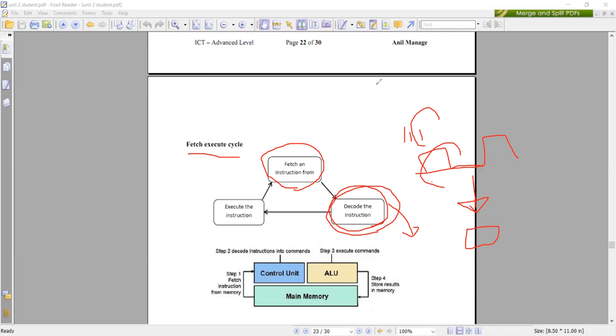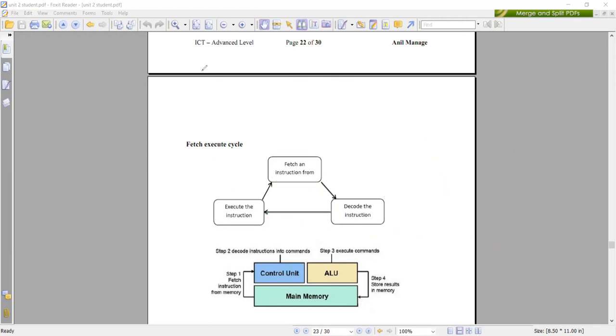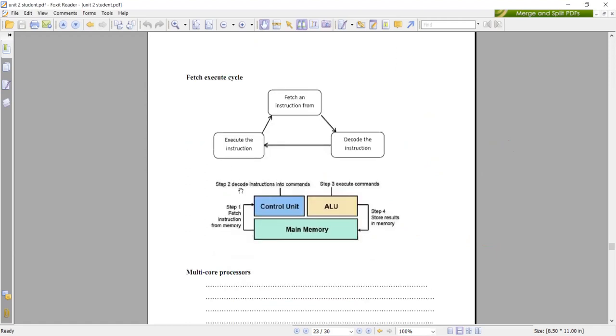So that is called decoding. Decoding the instruction, then execute. That will be the final step, executing the instruction. So this is called the fetch, decode, execute cycle. You have to memorize this, and you should be able to draw it. So what is actually happening is given here.